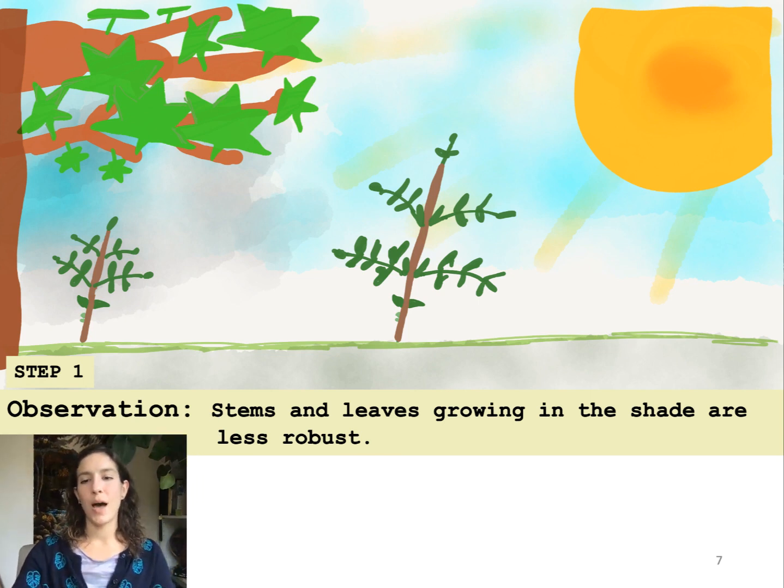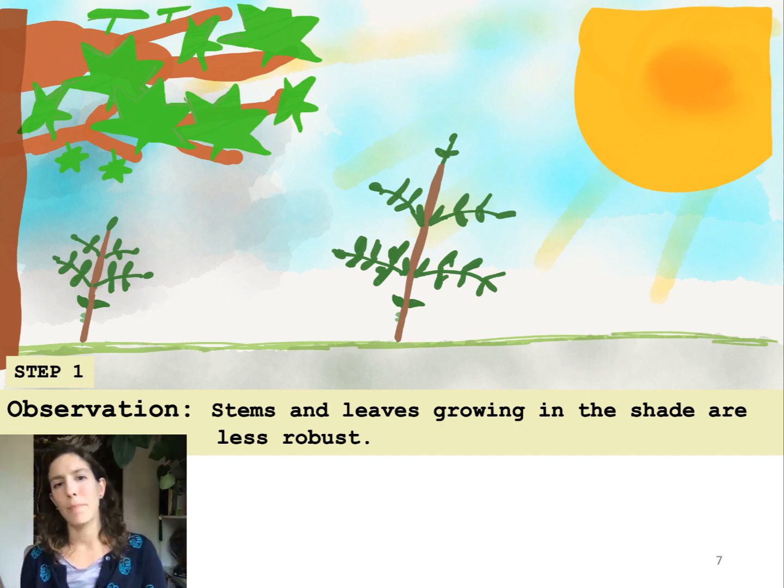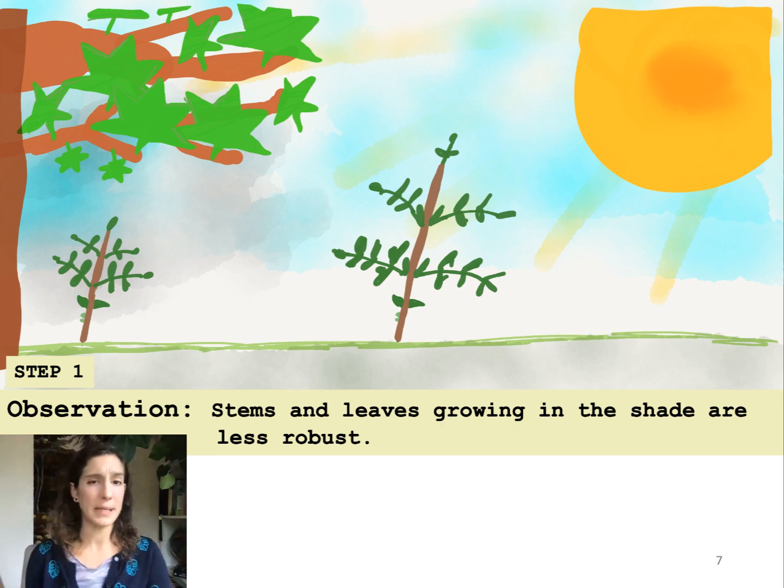Okay, so I see this trend all over the place, not just in one place, not just from this one picture. Stems and leaves that are growing in shaded areas are less robust than their counterparts that are growing in sunny areas or in full sunlight. I've just noticed this across many different species of plants and in all different types of places, honestly. And so this picture sort of represents that.